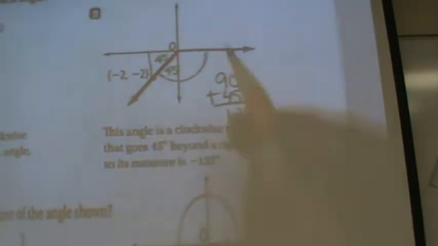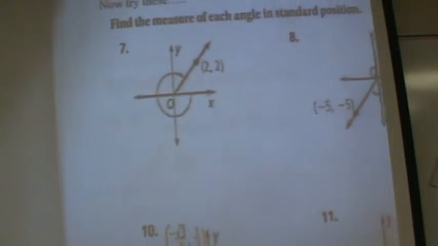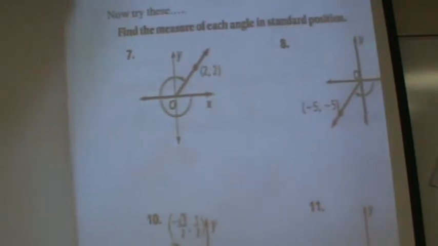Do you get it? Okay, so let's do a few of these here. What's this angle right here? Did you change my absence? No, I will. Okay, thank you. Thank you for reminding me.